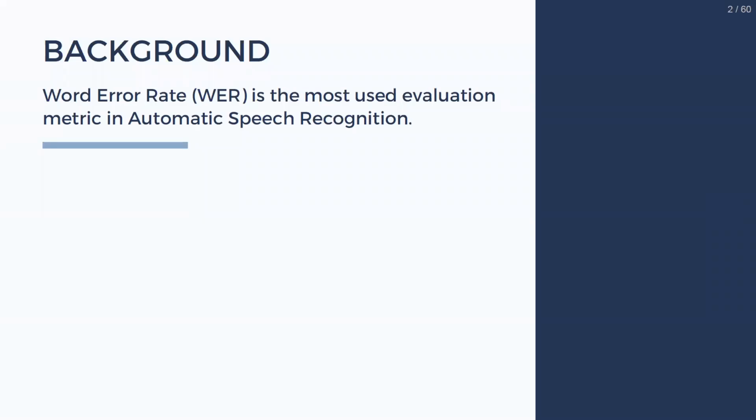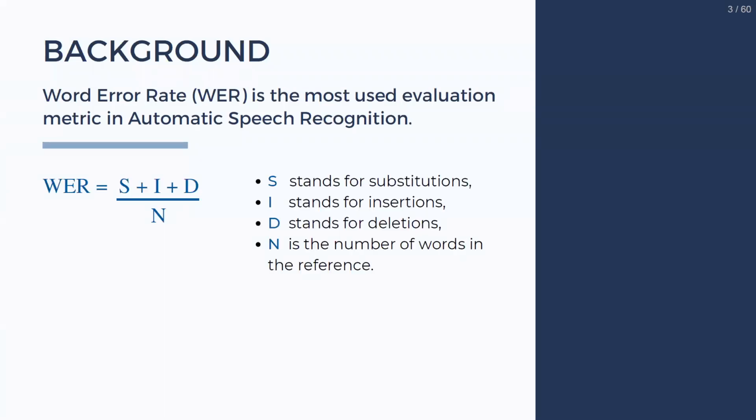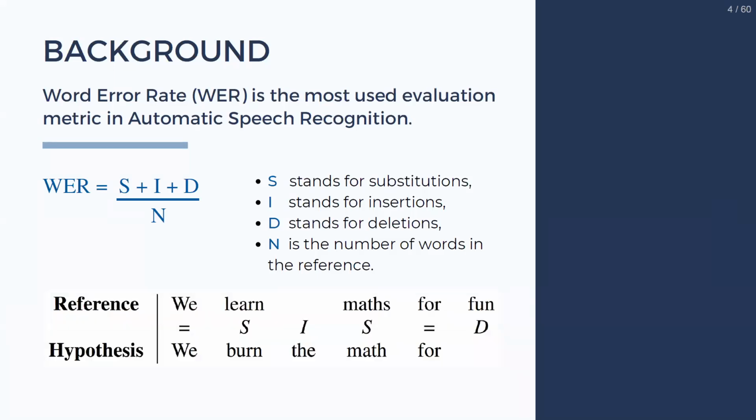In ASR, the most commonly used metric is the word error rate, which is the sum of the substitutions, insertions, and deletions divided by the number of words in the reference. So for example, for the reference "we learn maths for fun", if the hypothesis done by the system is "we burned the math 4", you have 4 mistakes: 2 substitutions, 1 insertion, and 1 deletion.